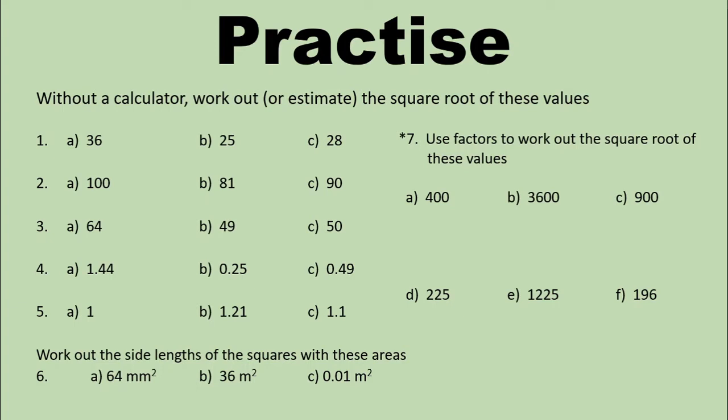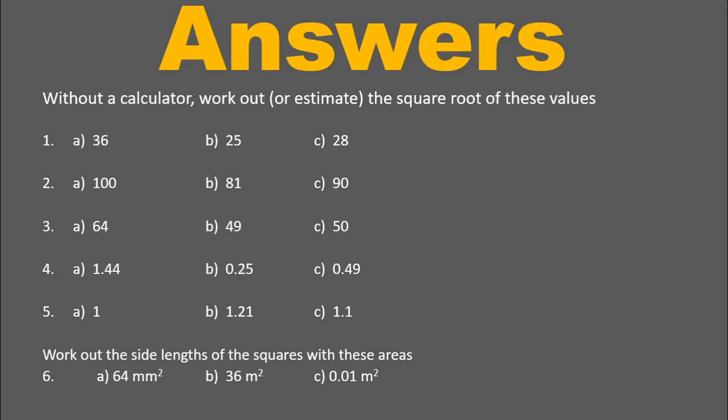I hope you had a chance to hit pause. Here come your answers. So for question 1A, should be relatively straightforward. Square root of 36 you should know is positive or negative 6. Make sure you put the positive or negative sign on all your answers before I take them up.